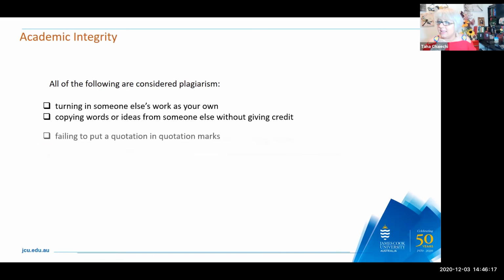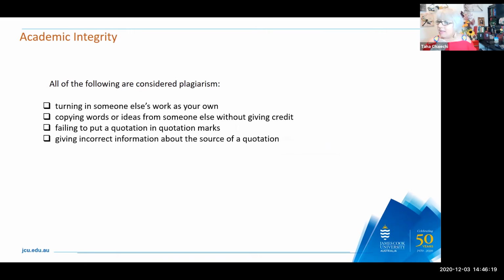Any of these are examples of plagiarism, unintentionally sometimes, but it still will be considered plagiarism. So the first one is just taking someone else's work as your own work, which is more applicable in university with the students. That happens a lot. Again, inadvertently or sometimes unintentionally.